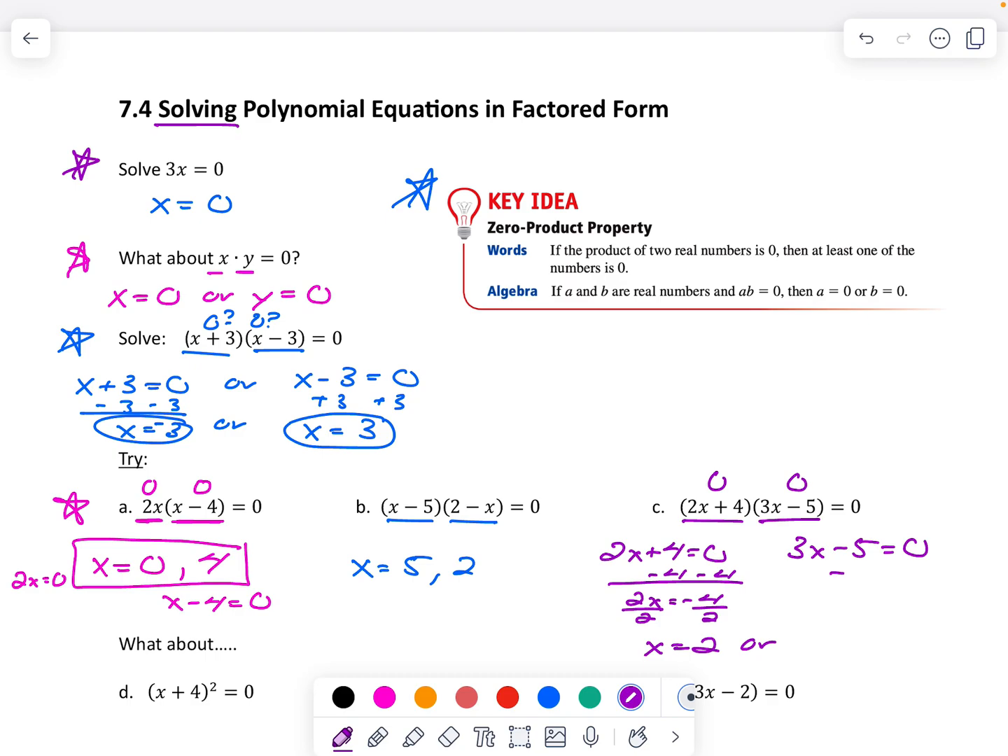Or over here, we're going to add 5 to both sides. Again, we set each parenthesis equal to 0 and solve. Divide by 3. So x is equal to -2 or 5/3.